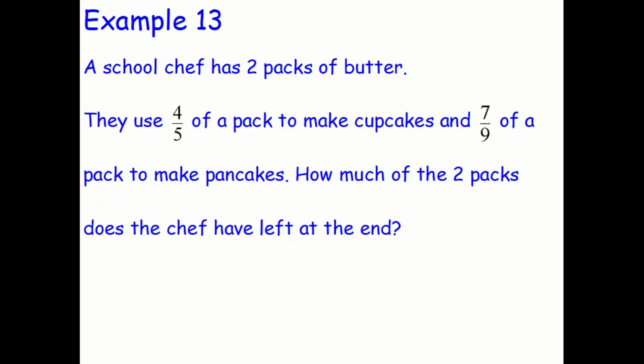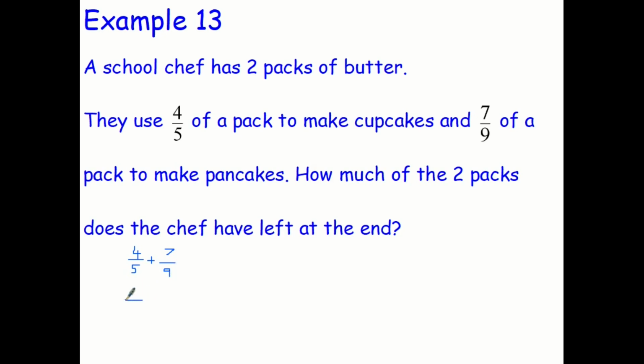Example 13. A school chef has 2 packs of butter. This is quite a typical exam question. They use 4/5 of a pack to make cupcakes and 7/9 of a pack to make pancakes. How much of the 2 packs does the chef have left at the end? Okay, so there are different ways to do this. I have seen students do it in different ways. I'm just going to show you one way now. So add together what they use. So 4/5 plus 7/9. Let's see what they've actually used.